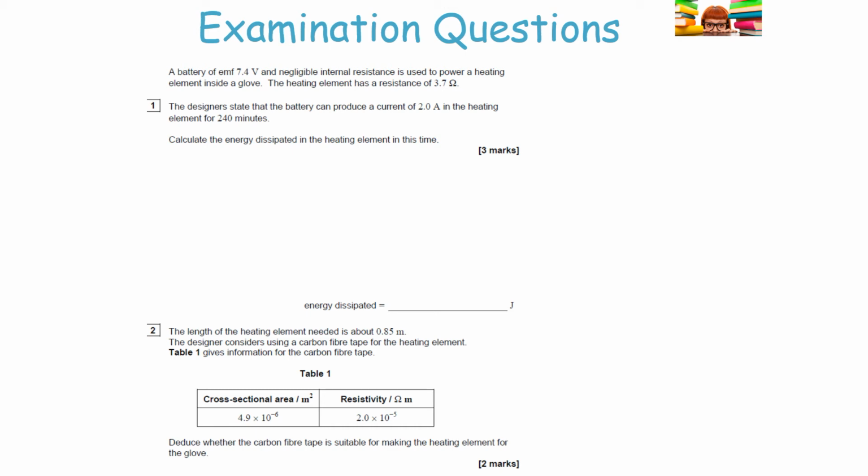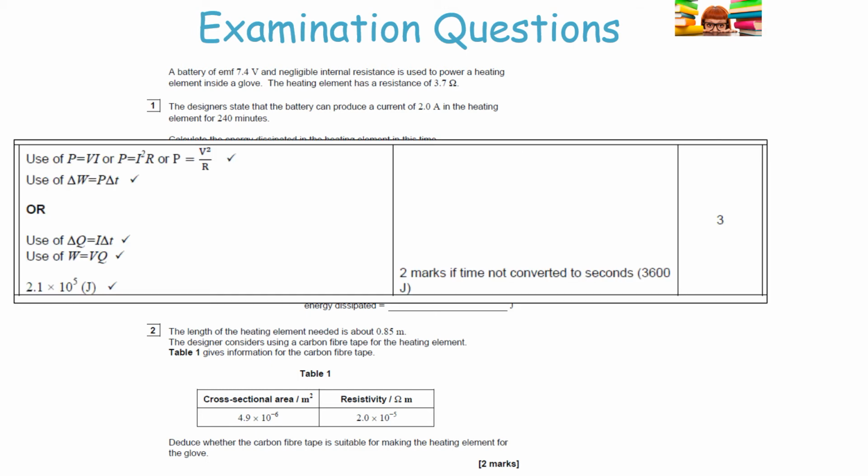Therefore you can then say that E is equal to P times T, and you're given T, but the trick will always be that time should be in seconds and not minutes. So you've got to convert 240 minutes into seconds. So you will get your answer out to be 2.1 times 10 to the 5 joules.